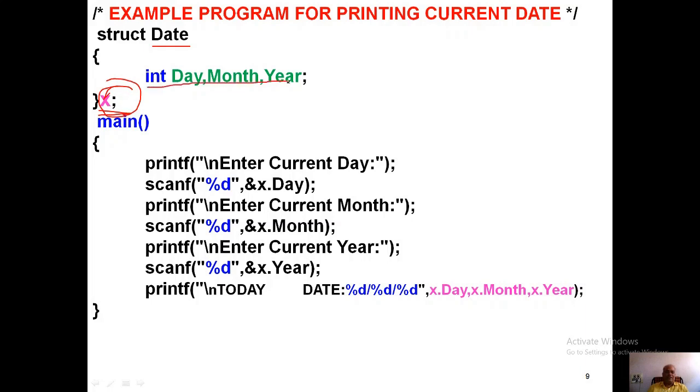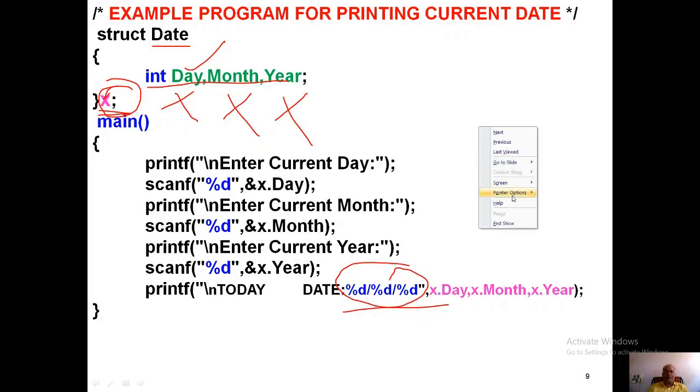Here these are the same data items. So I have written in a single line int day, month, year. Whenever I want to refer to day, it can be referred with x.day. Whenever I want to refer to month, x.month. Whenever I want to refer to year, x.year. So enter current day, x.day, x.month, x.year. Then printf the date equal to, all you know what this %d is, to print integer data.